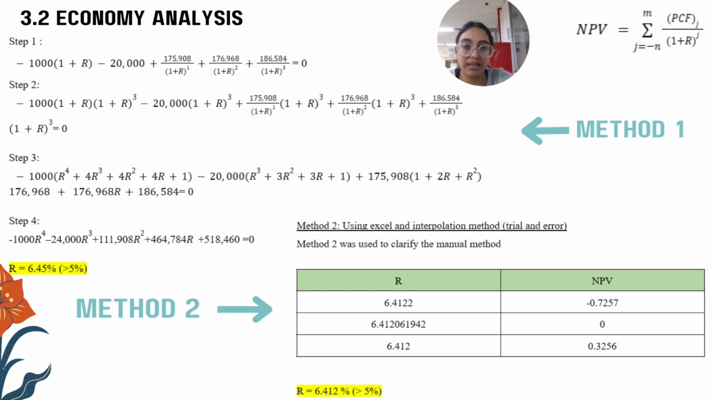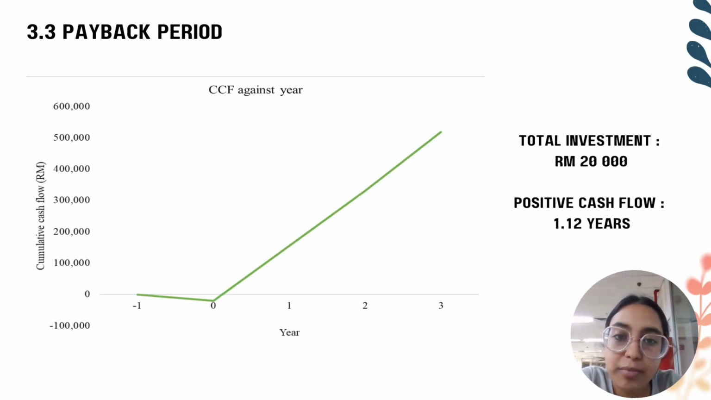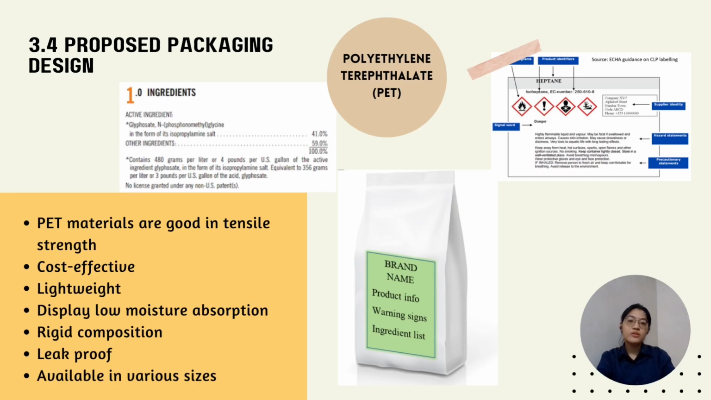5% of the bank interest rate. That means this project is very viable and economically very feasible to be carried out and very attractive for our herbicide protection. Here, for the payback period, tabulation of data was done for the cumulative cash flow against year, where it was obtained that the total investment of 20,000 gave a positive cash flow after 1.12 years, which shows that the payback period is 1.12 years. Moving on to the proposed packaging design, polyethylene terephthalate PET was selected as it is widely used in product packaging for the agricultural industry.